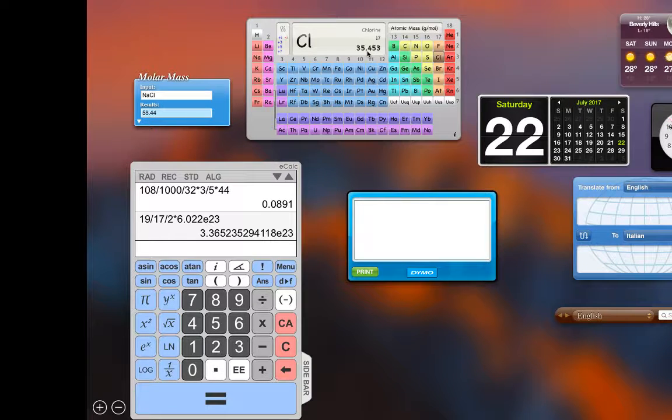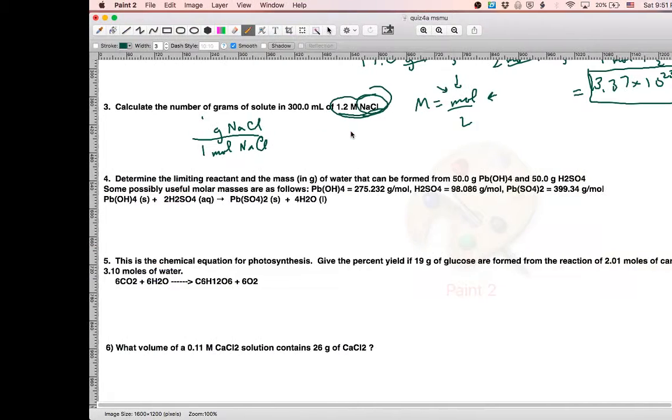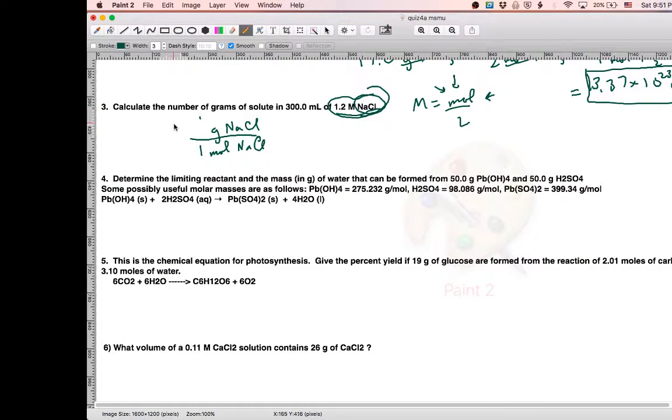There is a periodic table given to you on the quiz or the exam. The proctor will not let you use such a fancy tool like this or a fancy online periodic table. Okay. Thank you. 58.4. So I was wrong. It's not 58.1. It's 58.4. So it's 58.44 grams NaCl in 1 mole of NaCl.